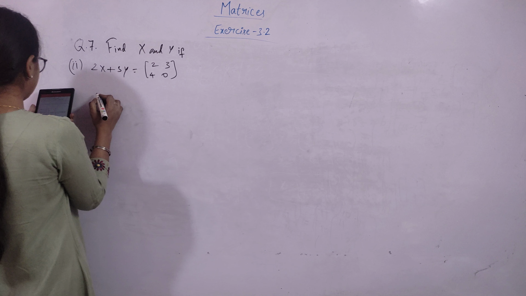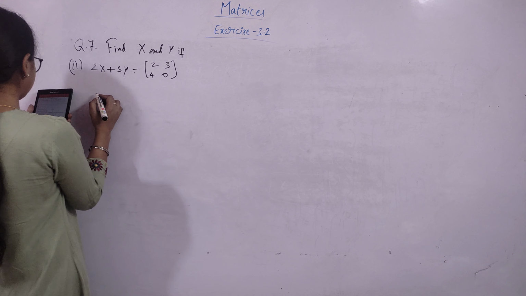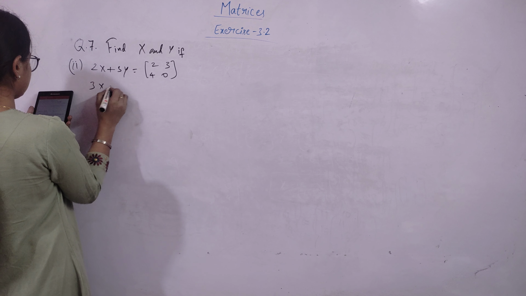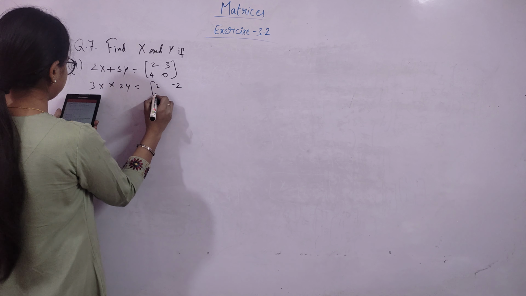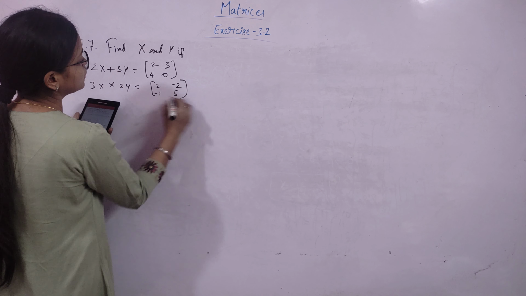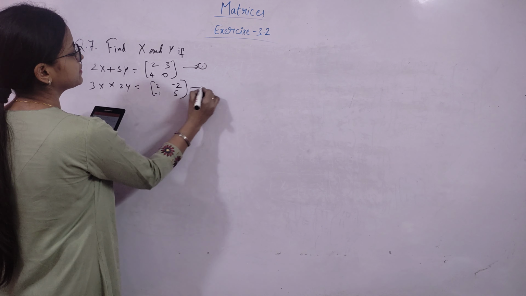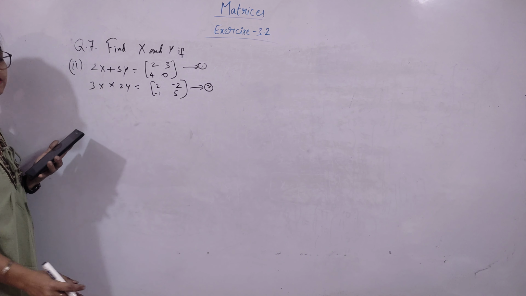So next, in the seventh question, the second part is given as 2x plus 3y, this matrix 2 3 4 0, and 3x plus 2y, which is 2 minus 1 5. Let this be equation 1 and this be equation 2. How to solve this question?